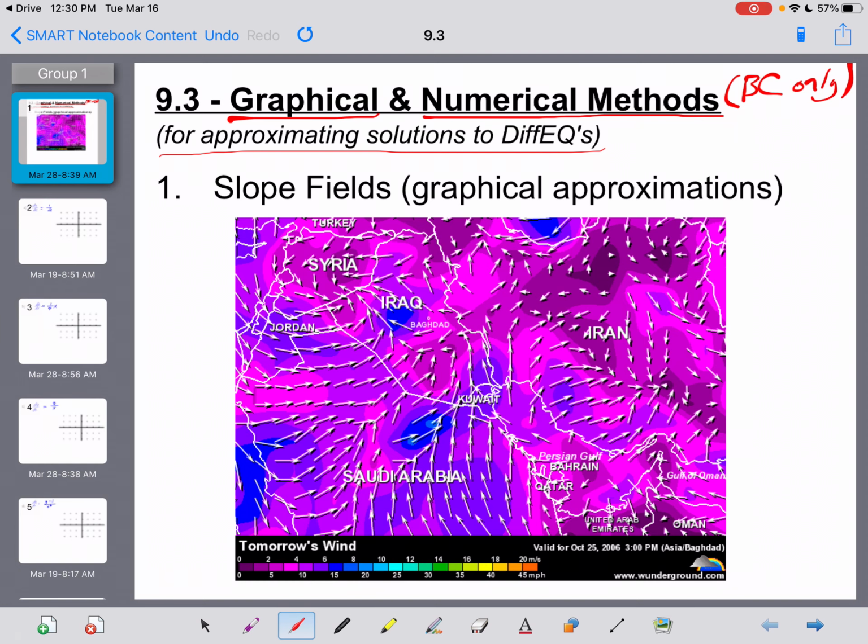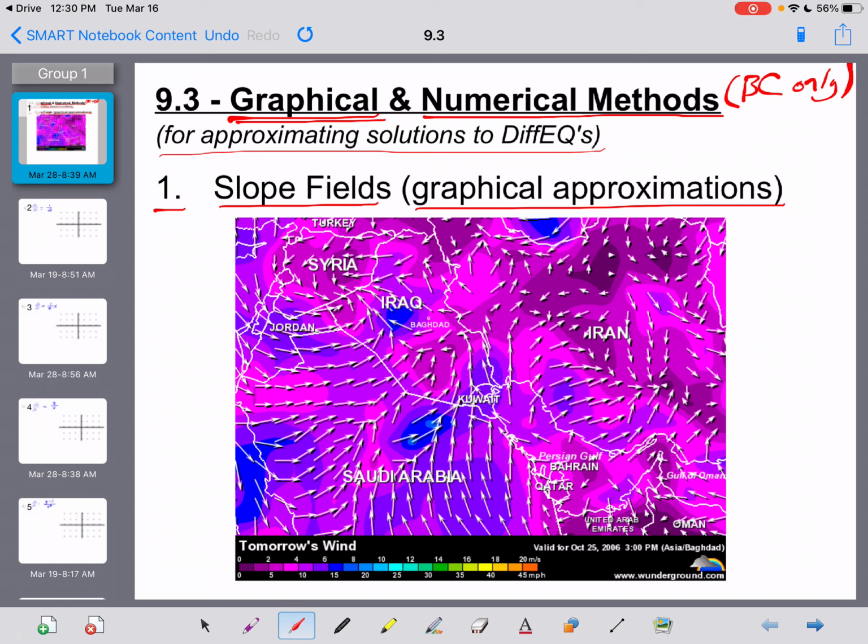So we're going to focus, number one here, on what are called slope fields. And slope fields are the graphical approximation that I talked about just a second ago to solving a differential equation. And then what I did right here, guys, is I went online and I found a wind map. And this was the first one that popped up, so I grabbed it.